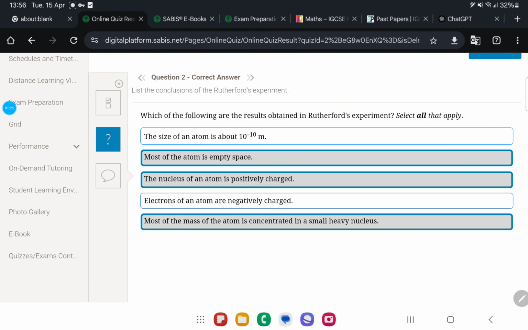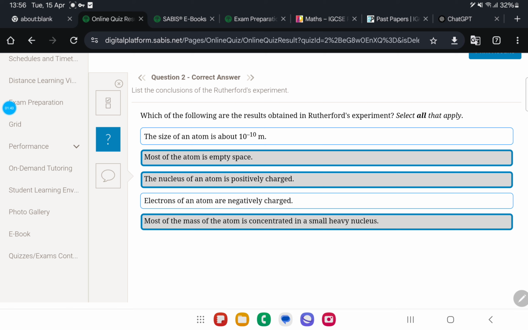Which is the following? This is the same as question 1. As we said, the nucleus of an atom is positively charged. Most of the mass of the atom is concentrated in a small heavy nucleus, like the previous question, and most of the atom is empty space. So what happened in the experiment when he shot it at the thin foil of gold?